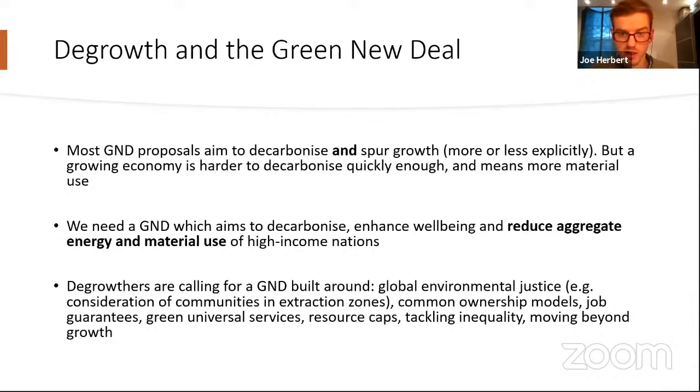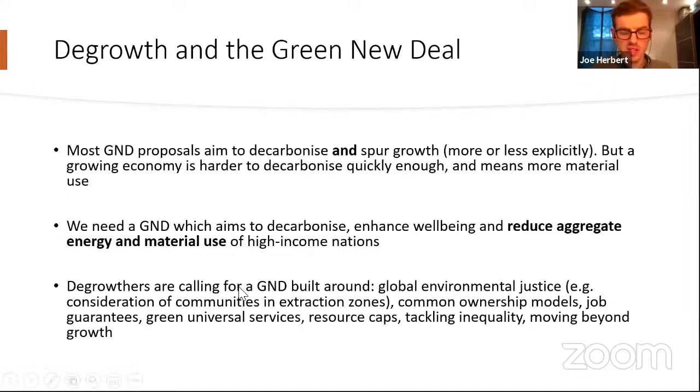Degrowth advocates are also looking at principles like common ownership models, job guarantees, green universal services, resource caps, tackling inequality, and of course, moving beyond growth as a whole. So yes, the Green New Deal is certainly a political opening and something that degrowth wants to try and influence in the direction of a degrowth transformation, and turn into one of these radical reforms that can then lead to a wider transformation of the economy.